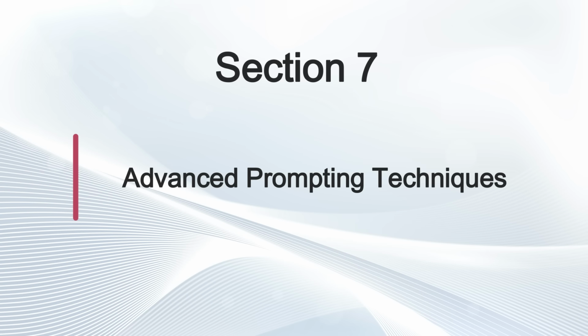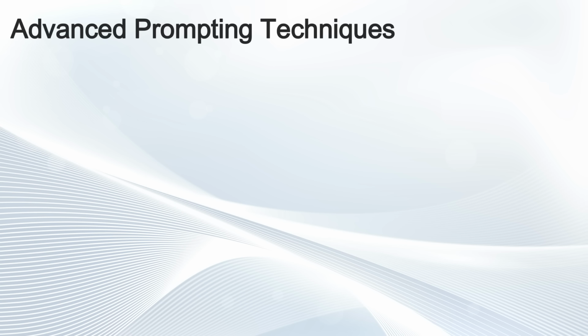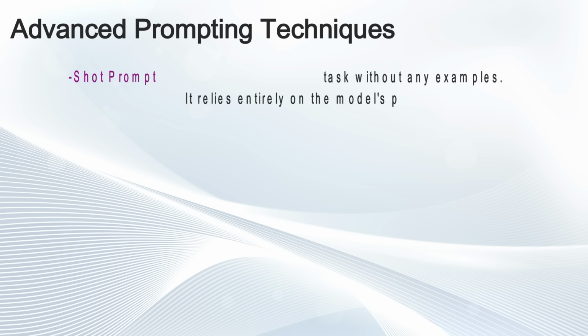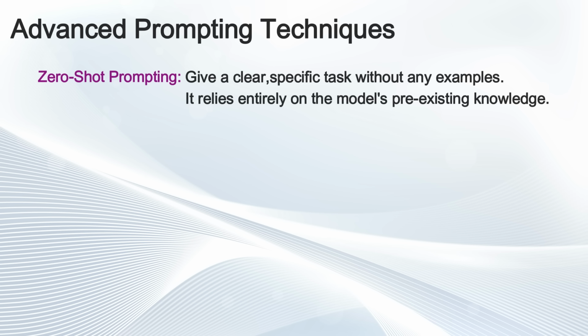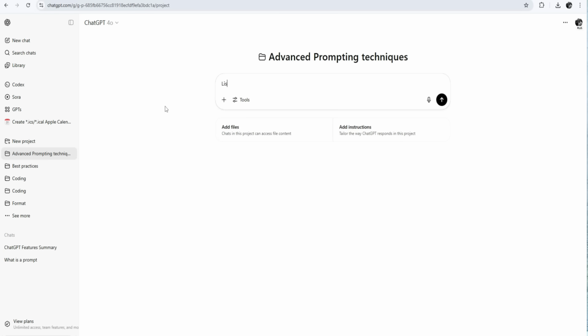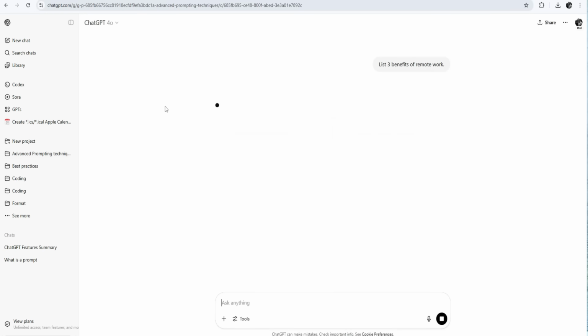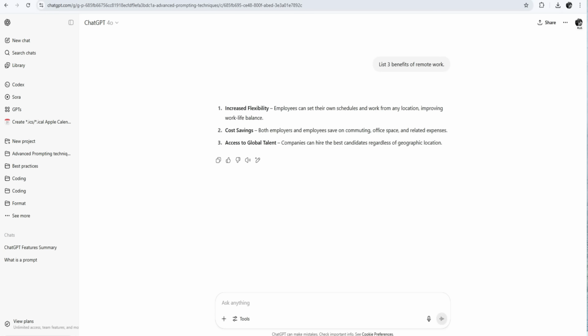Advanced prompting techniques. Here are 5 advanced prompting techniques. Starting with zero-shot prompting, which involves giving a clear and specific task without any examples. It relies entirely on the model's pre-existing knowledge. For example, list 3 benefits of remote work, and I get a very good answer from ChatGPT. This is simple, fast, and effective for straightforward tasks.